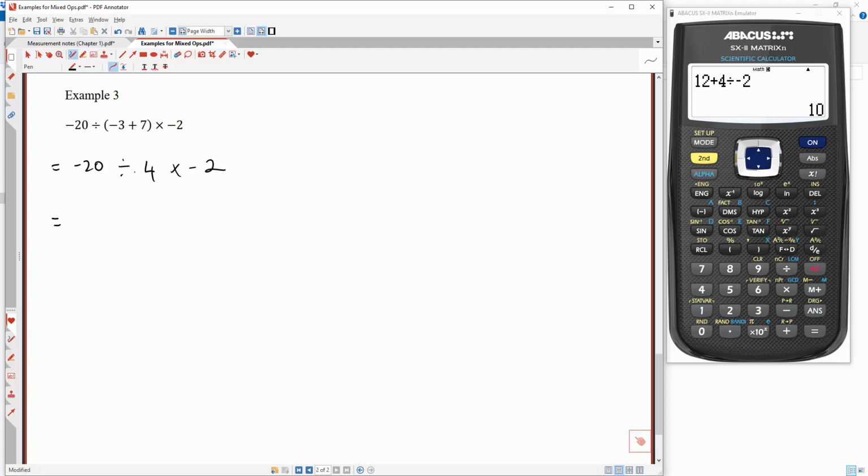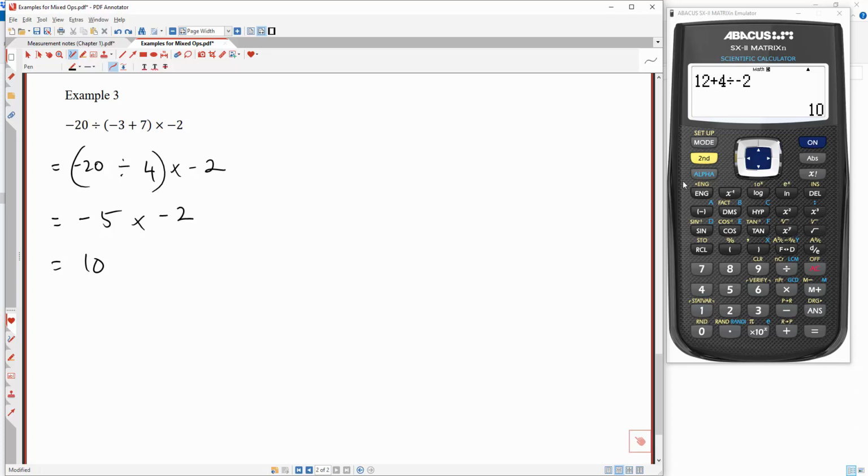Alright, now I have to do the division first because it's division or multiplication, whichever one comes first, moving left to right. So I'm going to do a negative divided by a positive is a negative, and 20 divided by 4 is 5. And I just rewrite the rest of the problem. Now I've got a negative multiplied by a negative, which is a positive, and 5 times 2 is 10. You can write that as positive 10 or just 10, it doesn't really matter.